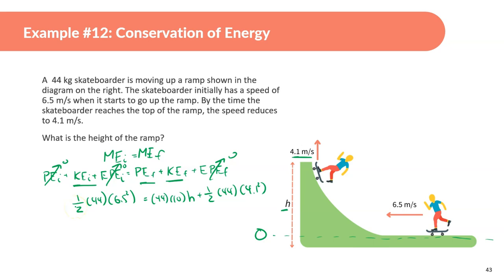Okay, so let's simplify this. 6.5 squared times 44 times 0.5, and we get 929.5 is equal to 440h plus 4.1 squared times 22, which is 369.82. Alright, let's simplify this. 929.5 minus 369.82, divided by 440. And we get 1.27 meters.